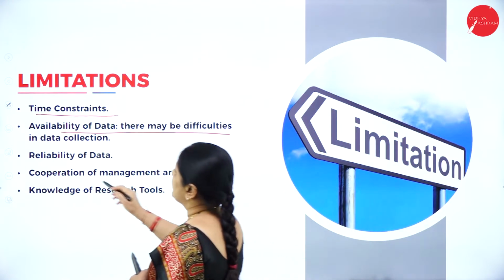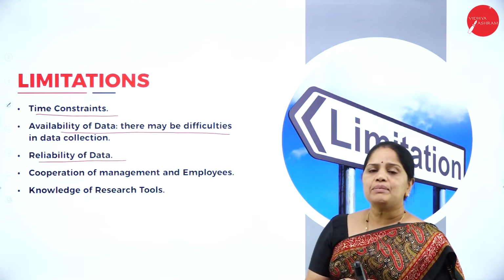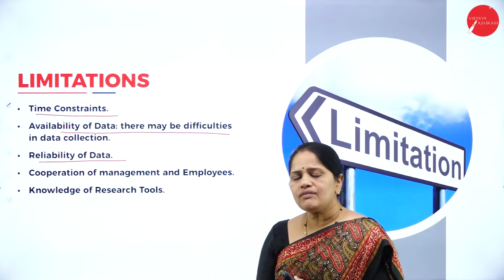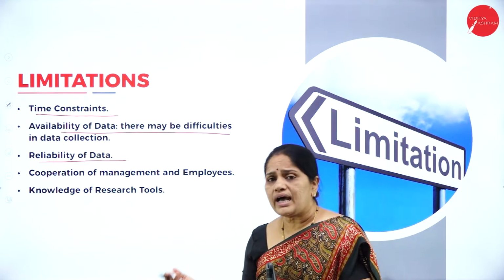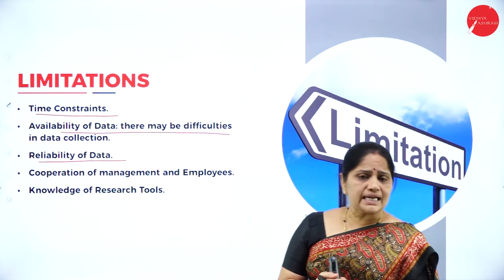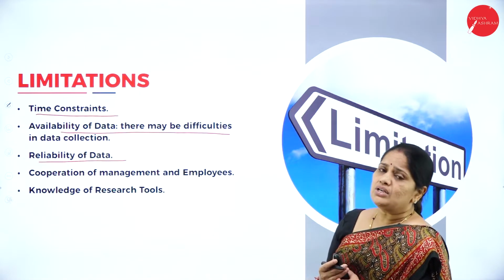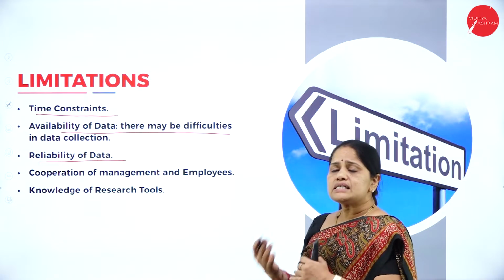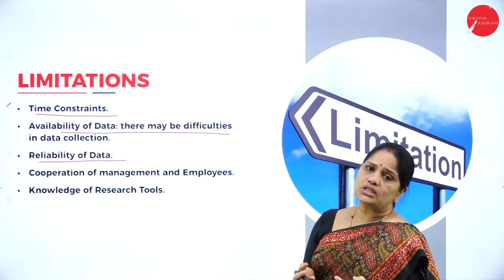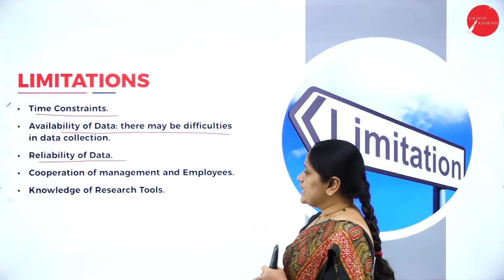Then the third one is reliability of data. Now what do we mean by reliability of data? Suppose you decide to make use of secondary data, then it may not be very reliable. If your data is not reliable, then the result of the research also may not be reliable. So that becomes one more limitation here.